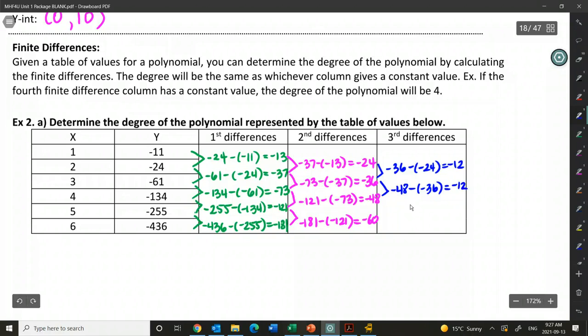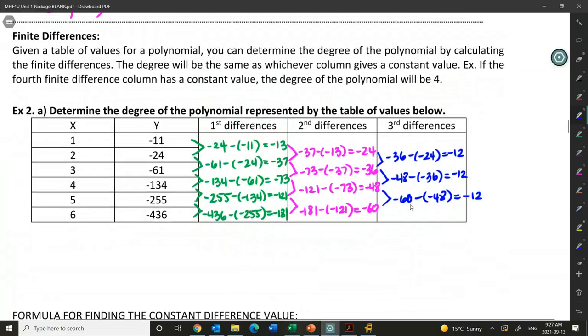Okay, getting negative 12 for the second one. That's a good sign. And for the third one as well. So they're all constant. Negative 12, negative 12, negative 12. Perfect. I stop there. There's no need to go further.